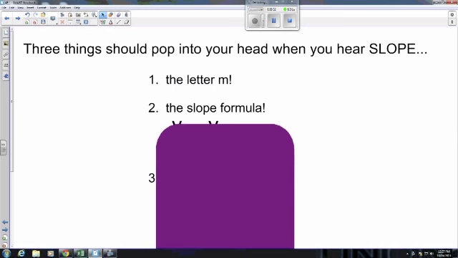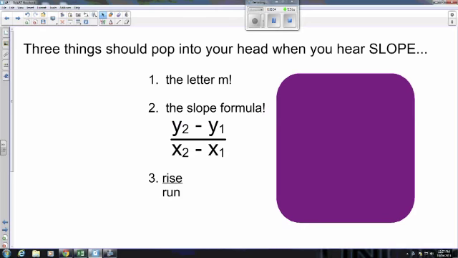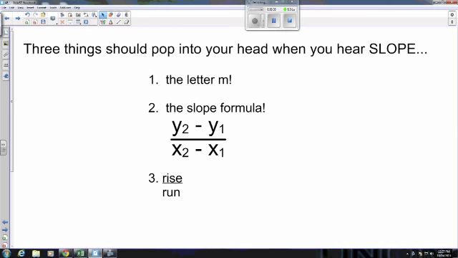I want them to know the slope formula, and I want them to think of rise over run because we might need to use that when they give us a graph. So these three things, this is the first thing I talk to them about, making sure these pop in your head anytime you see the word slope, especially when you're reading and you see the word slope.